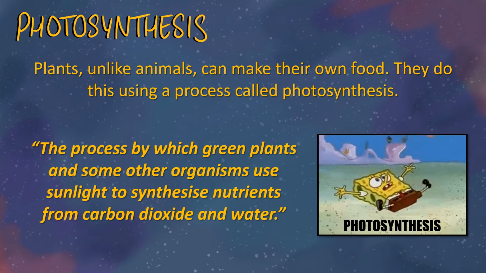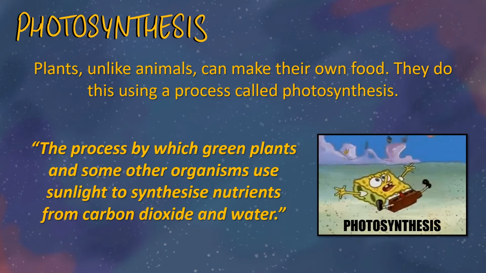Okay, photosynthesis. So plants, unlike animals, can make their own food. They do this using a process called photosynthesis. And then underneath that, we have the actual dictionary definition of photosynthesis. So the process by which green plants, now that green is important and we'll come onto that later.